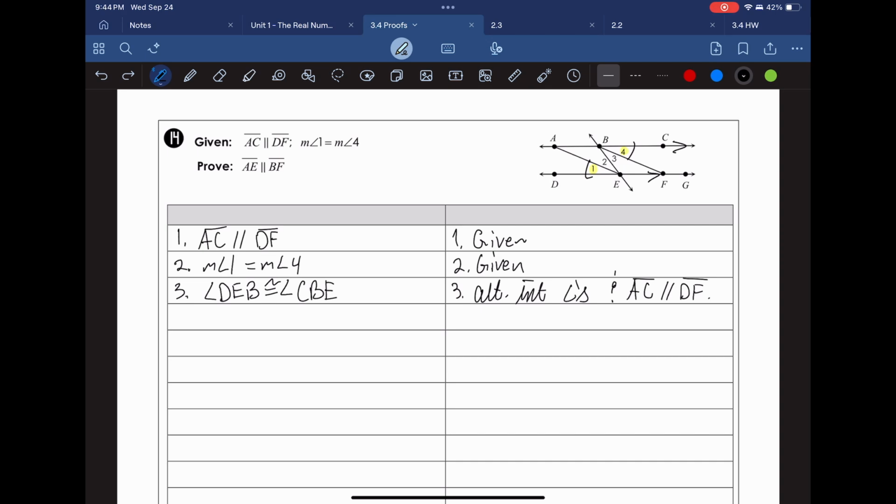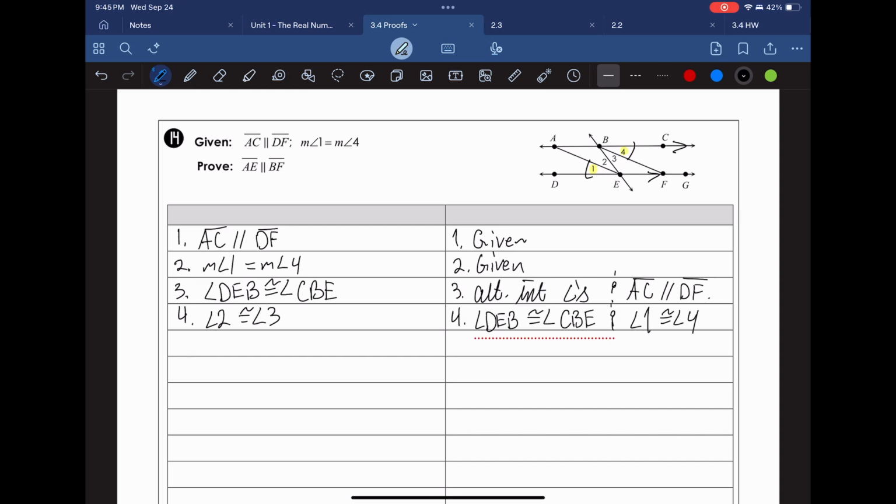Okay? But because you've got angle 2, we can say actually from here angle 2 is congruent to angle 3. Your reasoning is a little bit different though. So your reasoning is because 1, you have angle DEB congruent to angle CBE, right here. And also you have angle 1 congruent to angle 4.